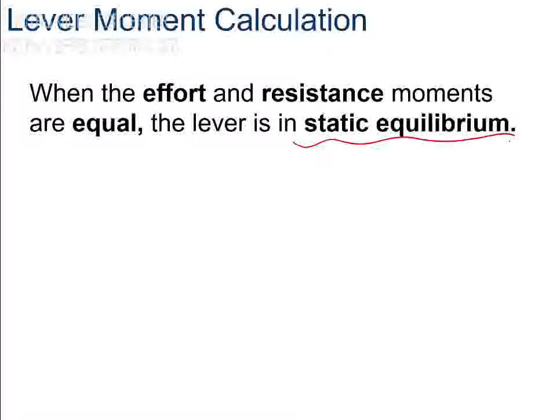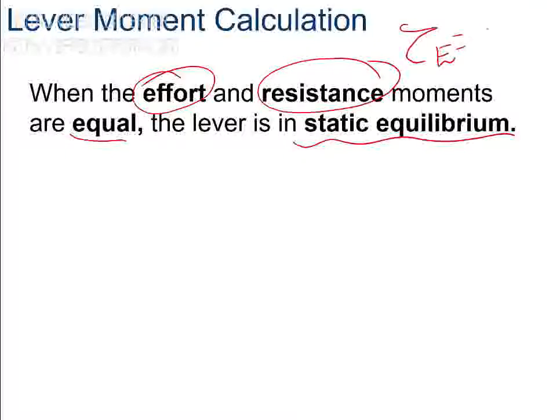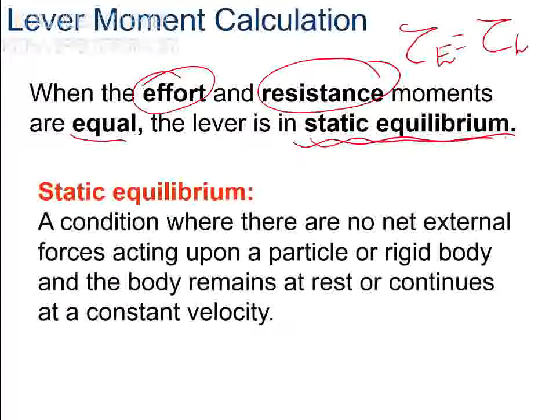If the moment or the torque on effort and resistance are equal, that means torque of effort is equal to torque of load. We can say the object is in static equilibrium. Static equilibrium is a condition where there are no net external forces acting upon a particle or a rigid body, and the body remains at rest or continues at constant velocity. It may be in motion, but the velocity is constant, or it may be at rest.